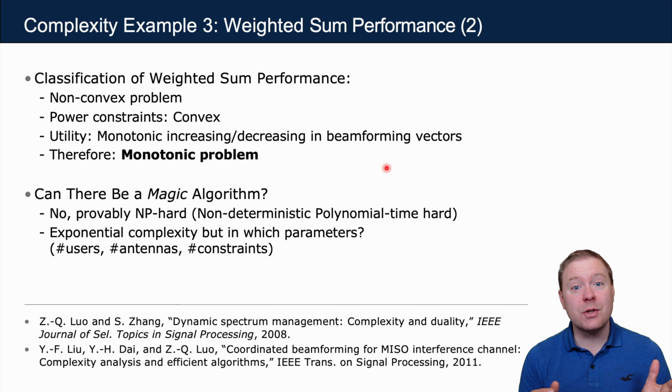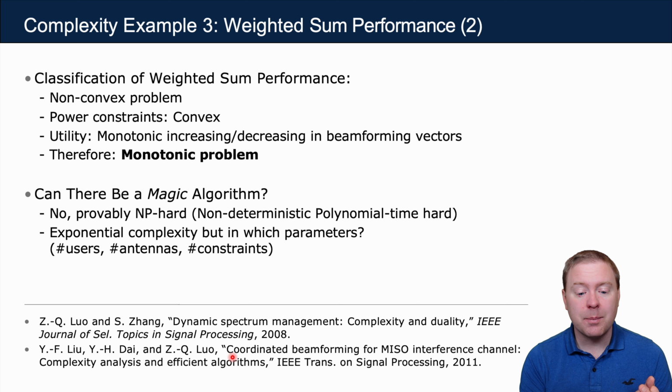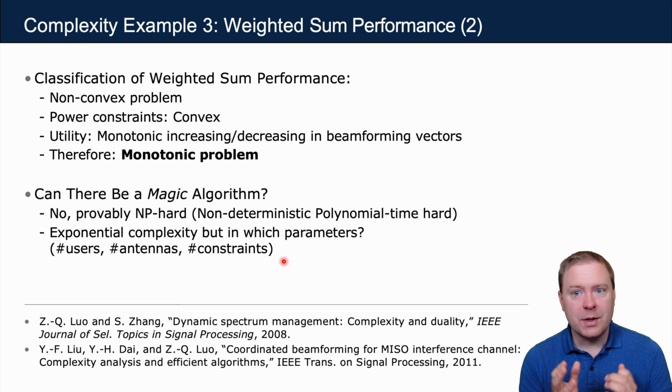Could there be some efficient magical algorithm that solves these kinds of problems efficiently? No, it's actually provably NP-hard, non-deterministic polynomial time hard, and this is proved in papers like this. And that means that we know that there are no efficient algorithms. But even if the complexity is exponential, it might only be exponential in some of the parameters. We have parameters such as number of users, number of antennas, or the number of constraints.